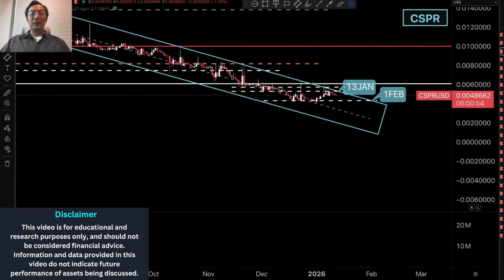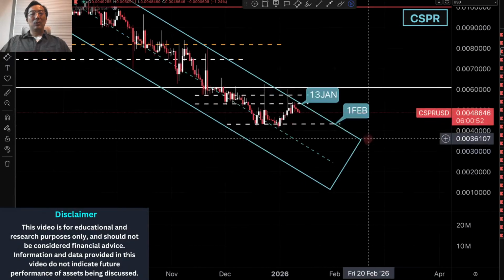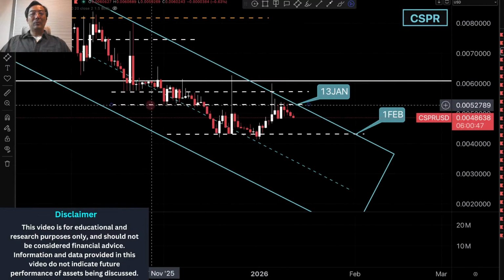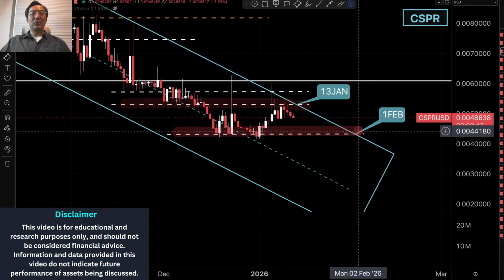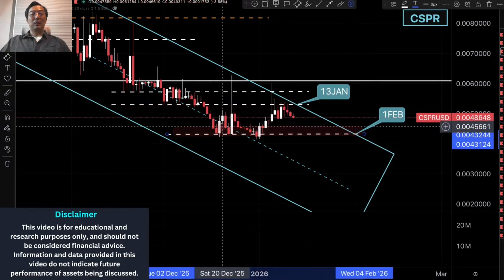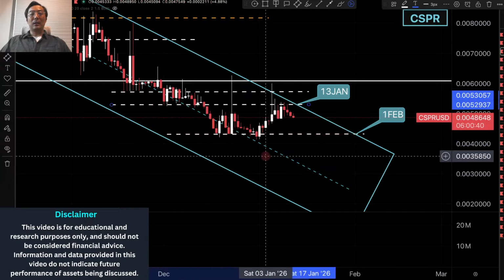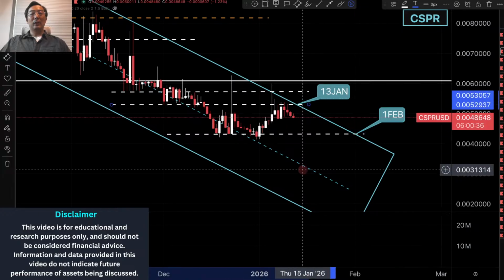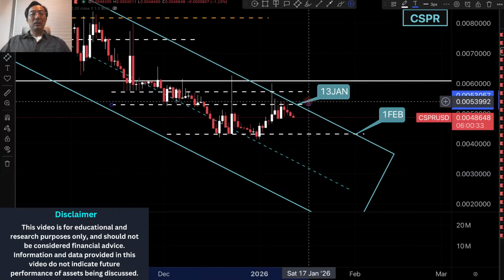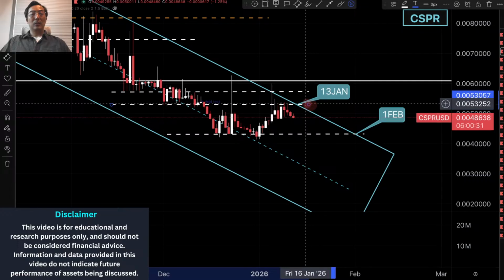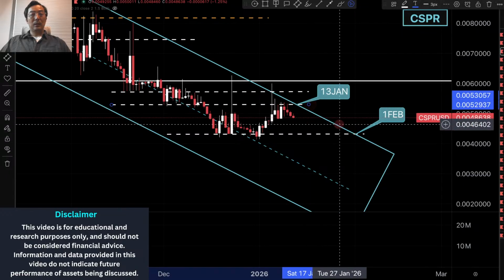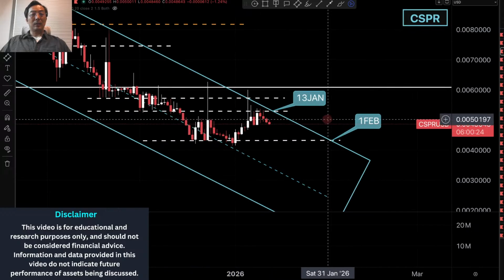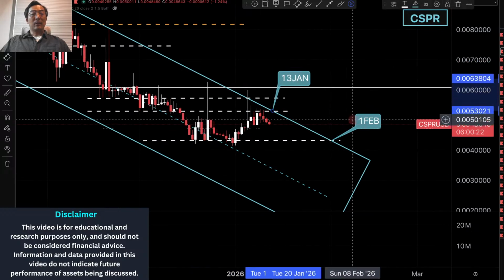Going to the micro view. Previously I shared that the price continued to trade range bound between these two lines set by the previous trading activities, somewhere between 0.0043 all the way to 0.0053. So these two levels, I just want to set it straighter, gives us two dates.